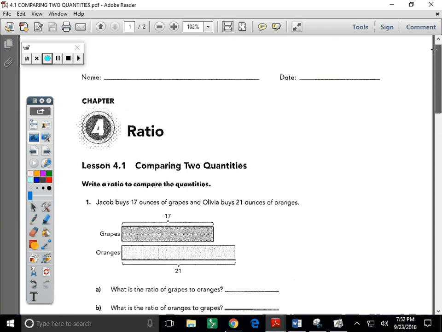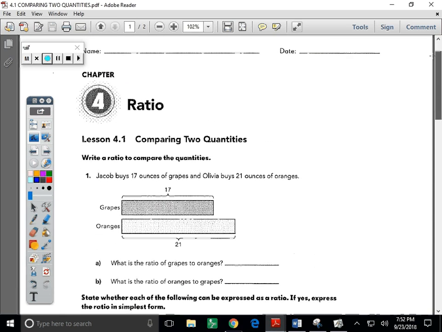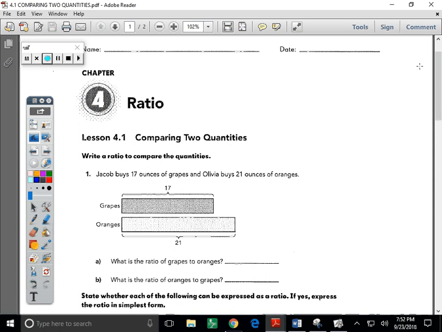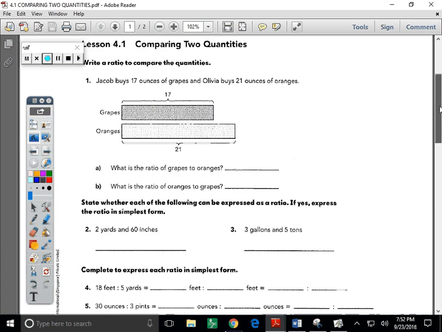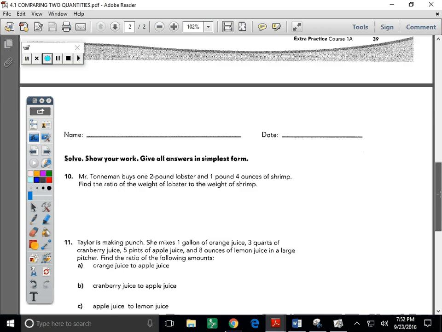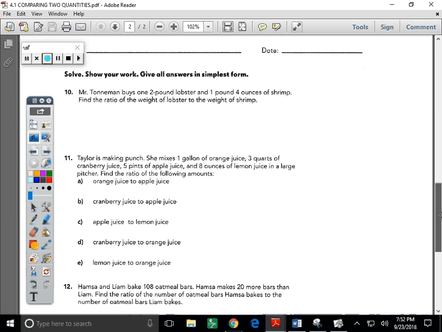Welcome back to lesson 4.1, ratio, comparing two quantities. This is the second video that I'm making for you as students. The first video was really the basics of ratio. The second video is about the word problems located on the back of lesson 4.1. So I want you to turn your papers over, take a look at numbers 10, 12, and 13 with me now.